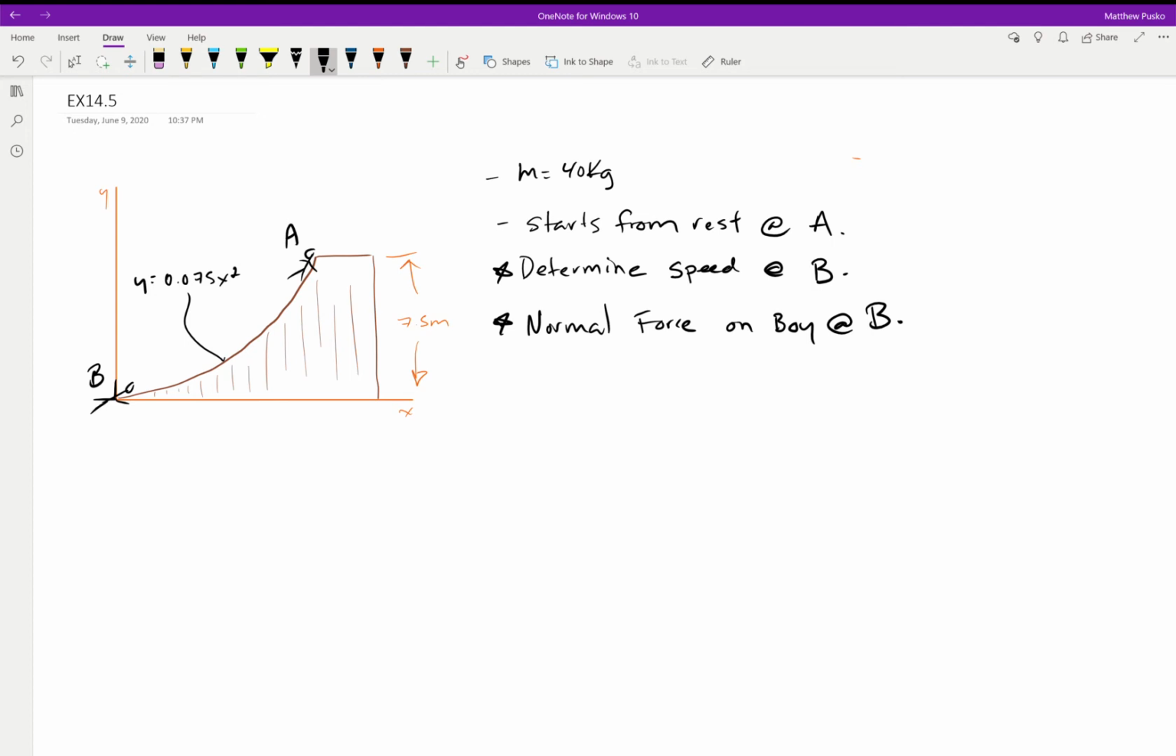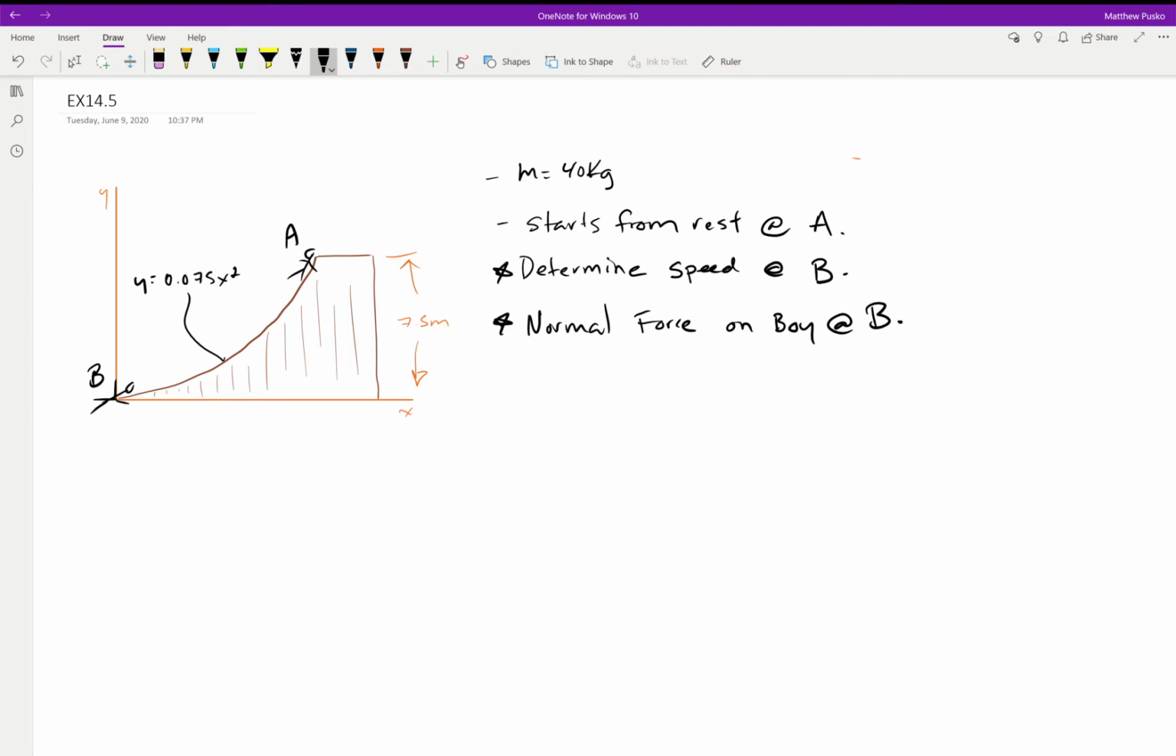Alright, so this one we got a person up at A on a slide, and he slides down to B. We're given the height of the slide. The person starts from rest at A, and they want to know the speed at B, and the normal force on the boy at B. But let's find the speed at B first.